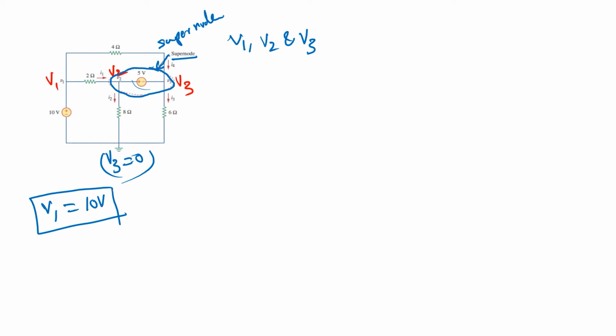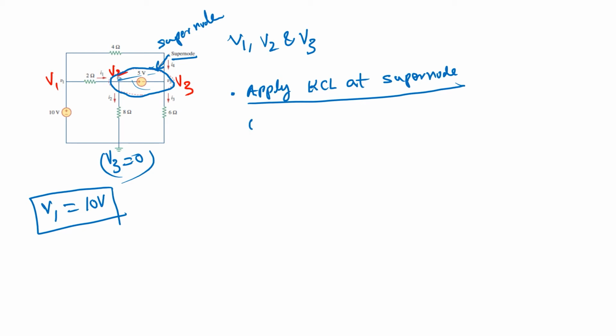Now we apply KCL at the supernode. This is entirely one node. Inside the node, I1 is entering, so I take plus I1. Then I2 is leaving, so minus I2. Next, I4 is entering, so plus I4. Then I3 is leaving, so minus I3 is equal to 0.